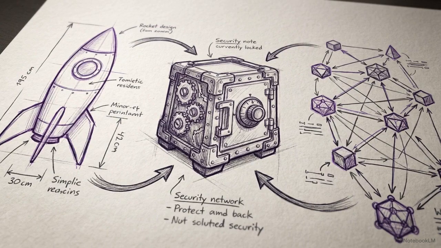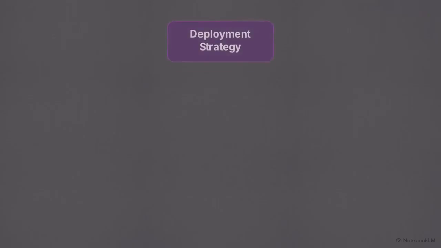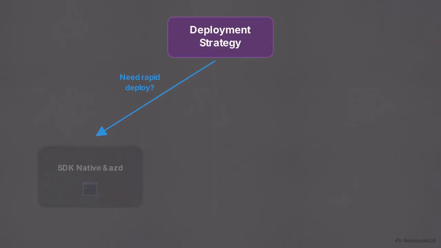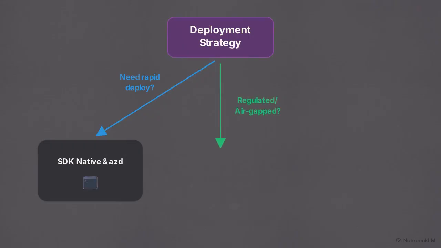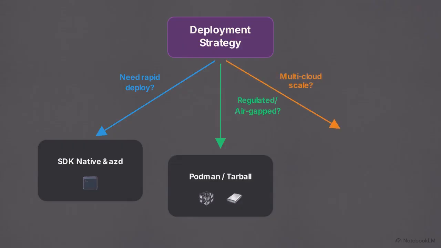It provides a spectrum of choices to match your specific team capabilities. For startups needing rapid deployment, the frictionless path with SDK Native and AZD is most efficient. In regulated industries needing air-gapped security, Podman or Tarball exports provide necessary control. And for multi-cloud scale, Kubernetes with native AOT offers the highest performance.